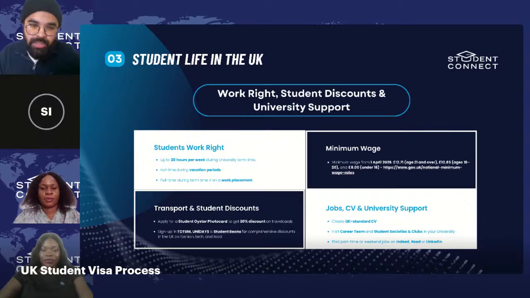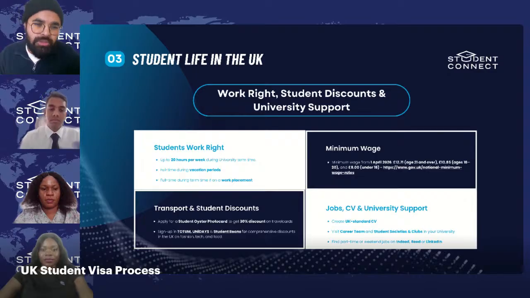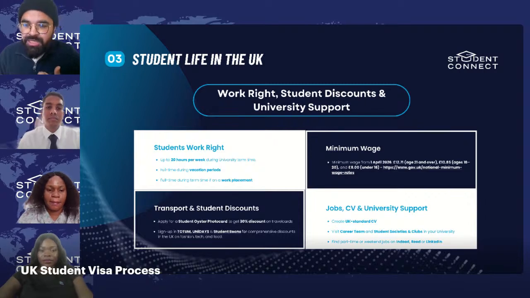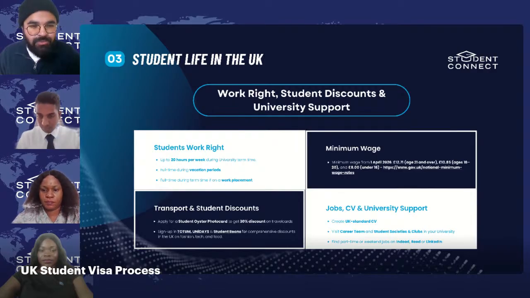You can apply for it online through a link we'll provide you in the end, and you can also search for it on Google. Apart from it, try to register on Totum, Unidays, and other student-based platforms. These are where you can get discounts, like 13, 40, or even 10, 15% discounts on your food, and if you need any equipment like laptops, phones, or even clothing as well. So make sure you use the full potential of the discounts.